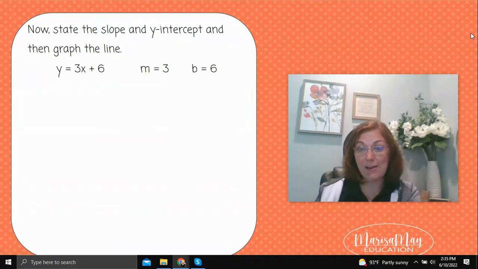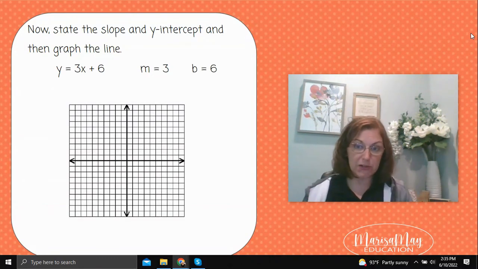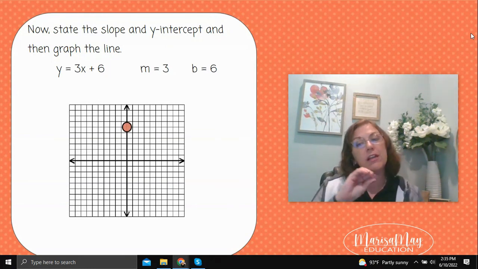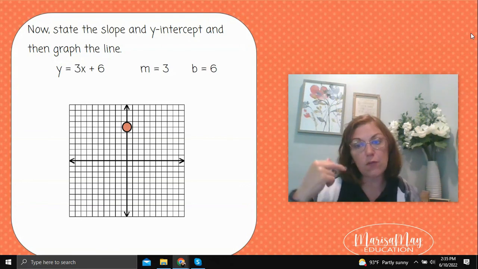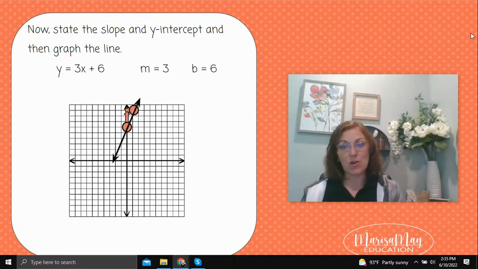So now we're ready to graph. We're going to go on the y-axis and plot the 6 first. There it is. Now from our slope. Remember, think of your slope not as 3, but 3 over 1. So you're going up 3 and right 1. Here is our second point that we need to draw our line.